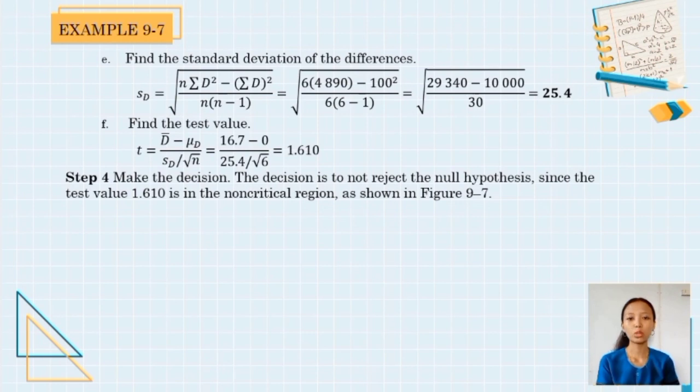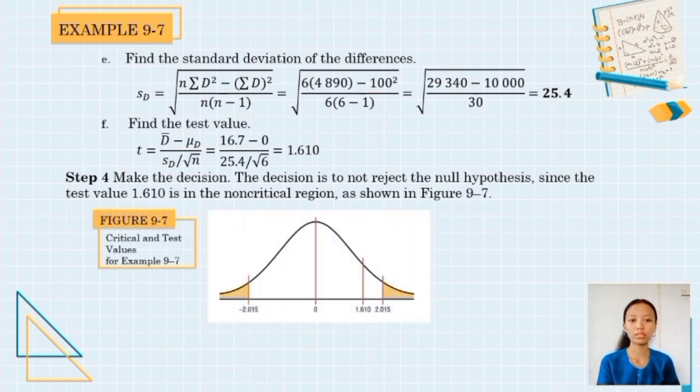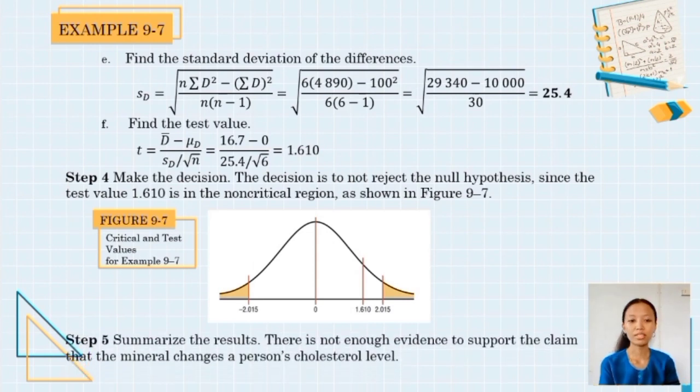Since our test value 1.610 is in the non-critical region, or it falls outside our critical values of positive and negative 2.015, the decision is to not reject the null hypothesis. That means that there is not enough evidence to support the claim that the mineral changes a person's cholesterol level.